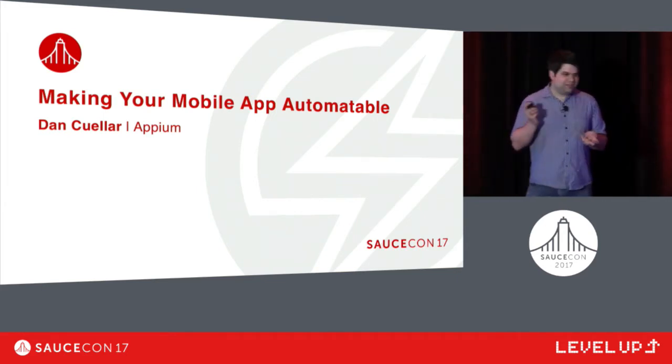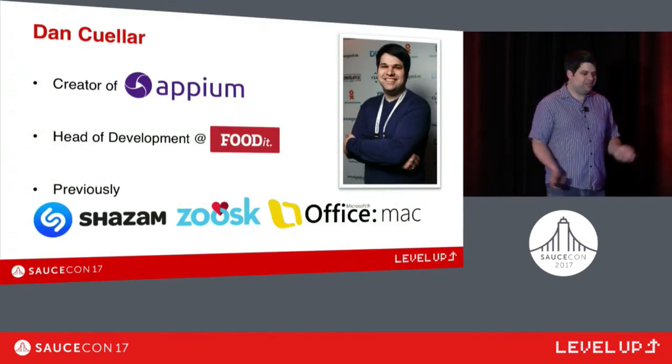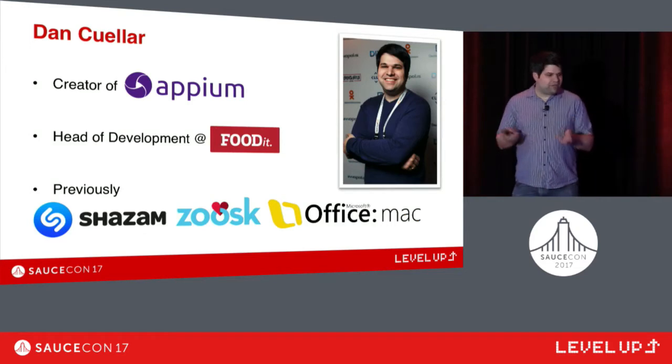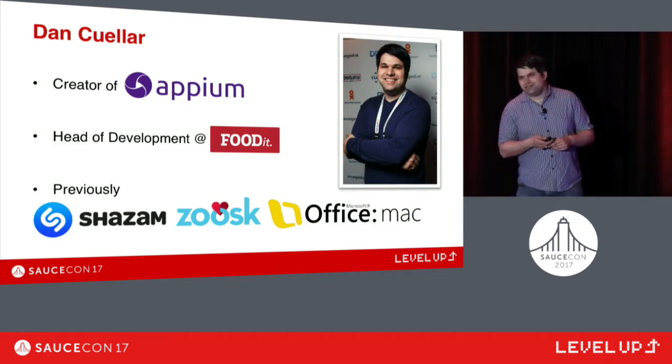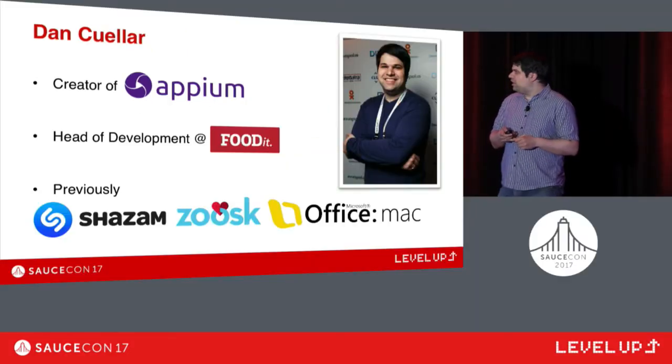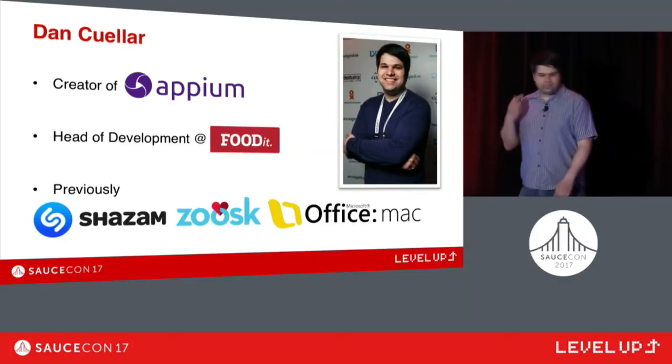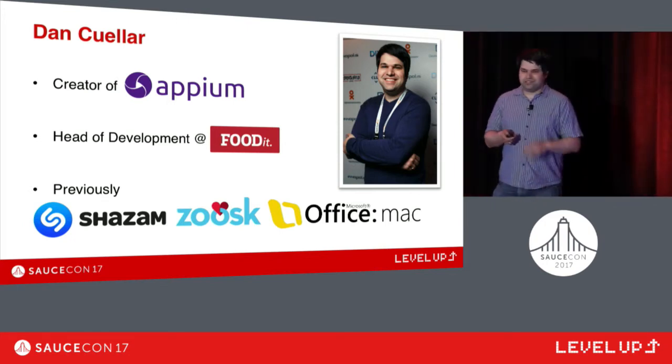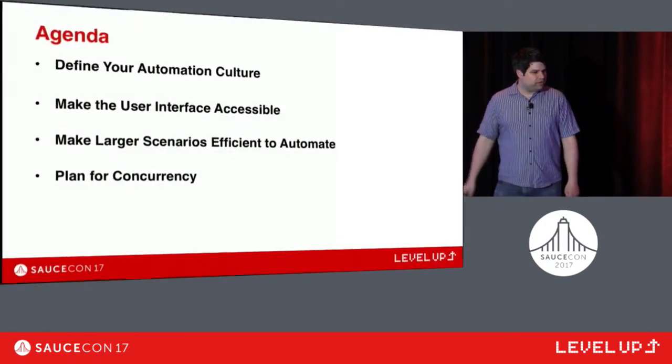So I thought I'd put together this talk on what you can do to create an environment under which mobile automation can thrive. So back to me, like he said, I created Appium. I'm head of development at a company called FOODit in London. Previously, I managed the QA organization at Shazam and at Zoosk. And then a long time ago, I worked on Office and went to computer science school and all that stuff.